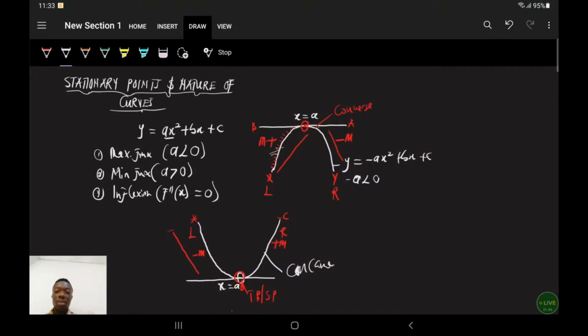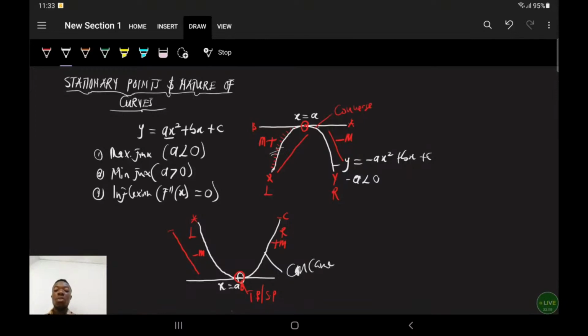So in summary, for you to know whether a curve is a maximum curve, in terms of moving from left to right, it changes from positive to negative. And then the turning point is where the curve doesn't move anymore. At that point, your gradient is equal to zero. That's your first derivative. Is that okay?